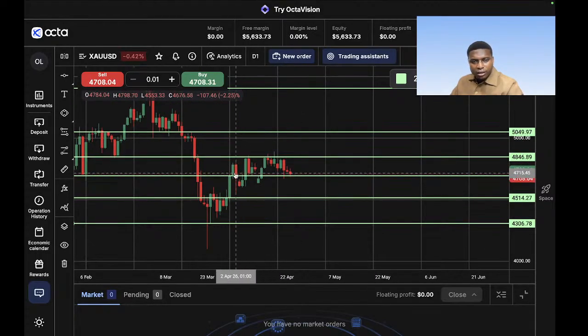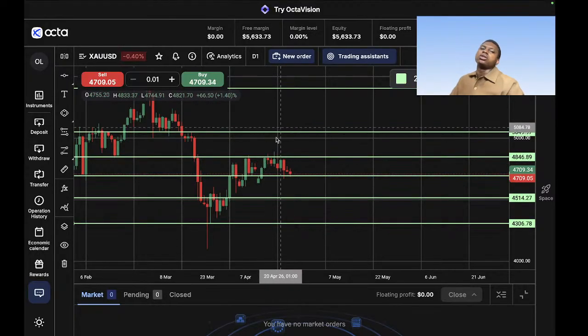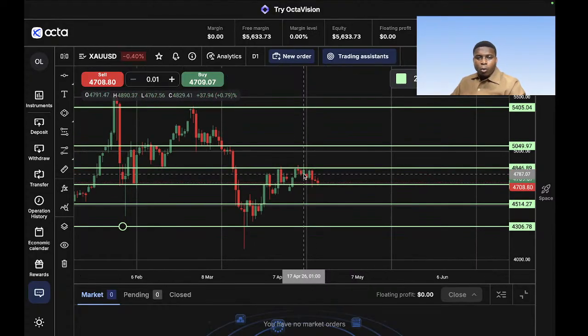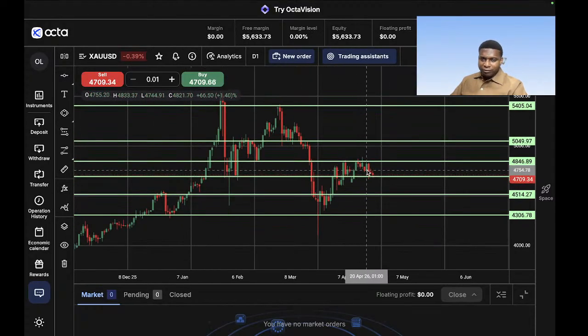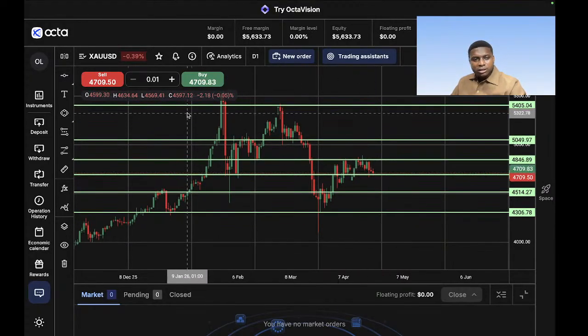So we can see here these three little bullish candles that try to push through but are unable to push through, and then they retraced back to this support level. Now, what do we anticipate from this level?